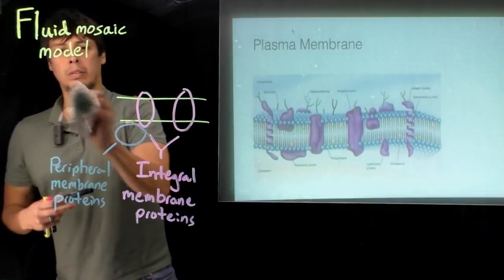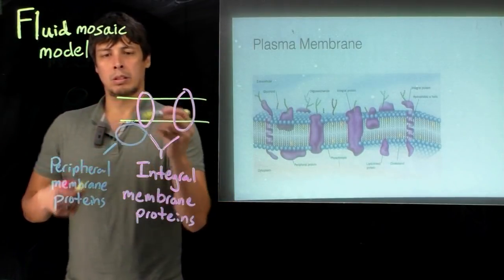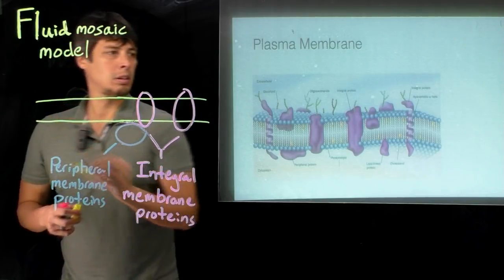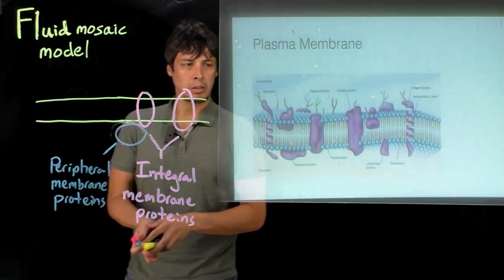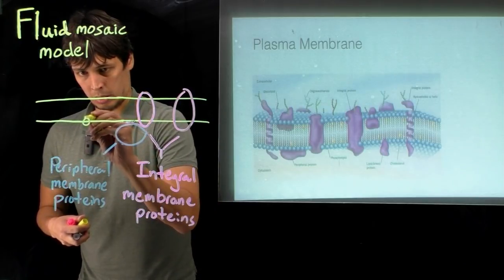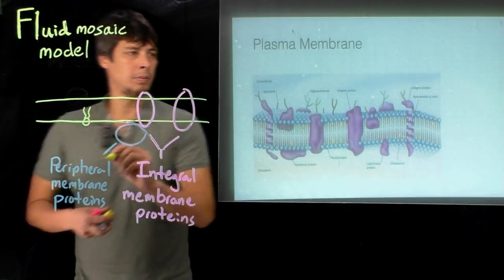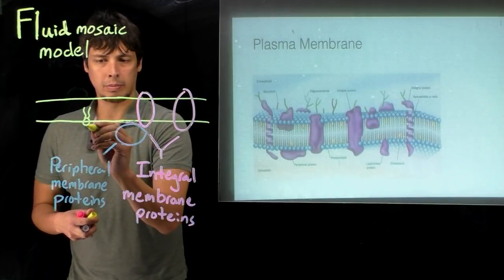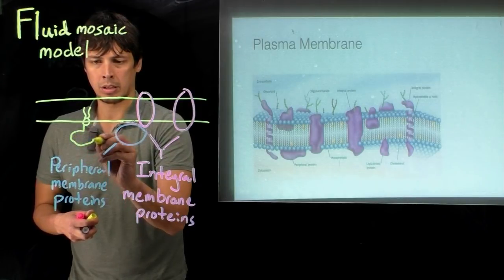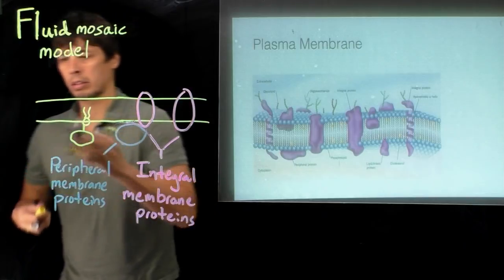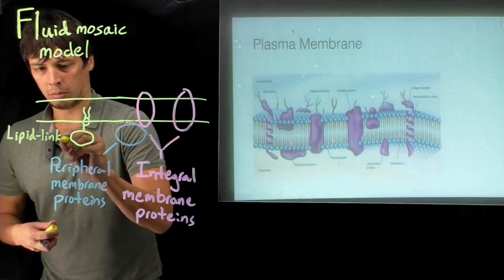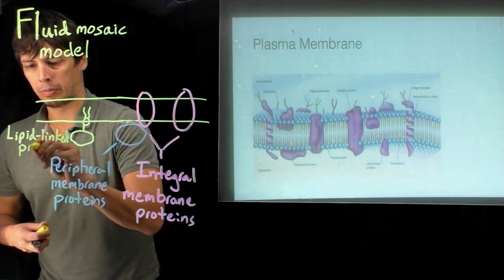And then another type of proteins that you may find are proteins that are covalently linked to a phospholipid, for instance. So we have a covalent linkage. This is a lipid linked protein.